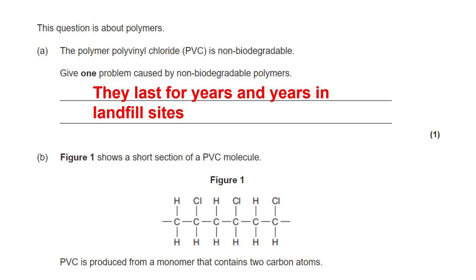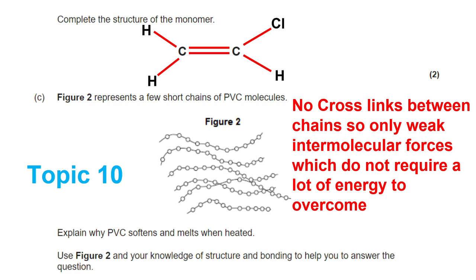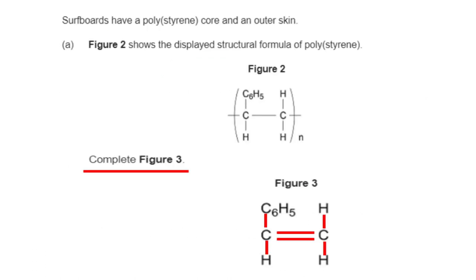And part B asks you this, okay, complete the structure of the monomer of this. Well, I've worked backwards and I've added the double bond and I've diagonalized everything. And this question here is more topic 10, but it does ask you why PVC softens and melts. It's a thermosoftening polymer. The key point is there's no cross links between the chains, so only weak intermolecular forces, which do not require a lot of energy to overcome. You heard that a lot when I was doing my chemistry paper one video, but this is more on topic 10, but just came up in this question.